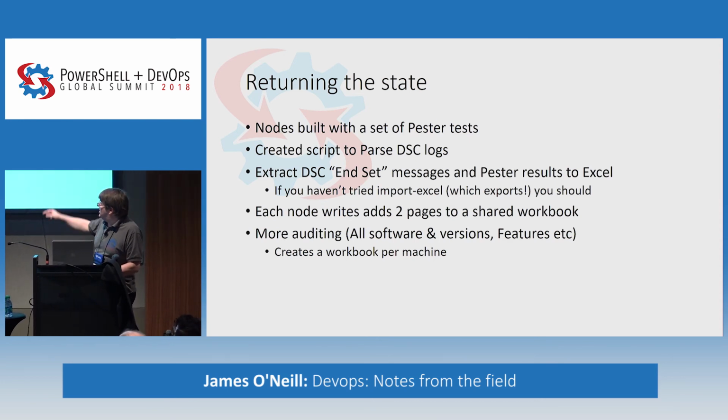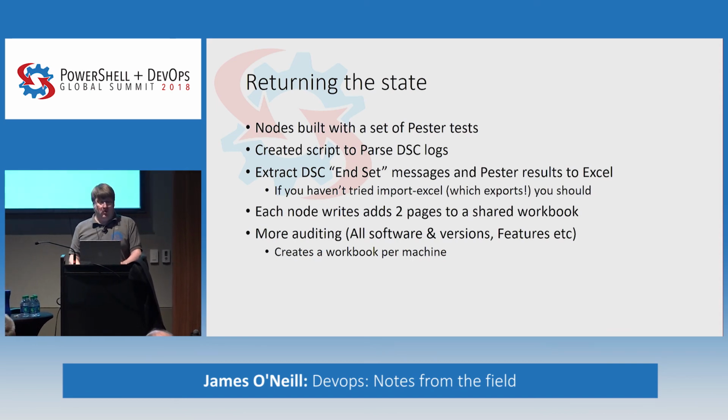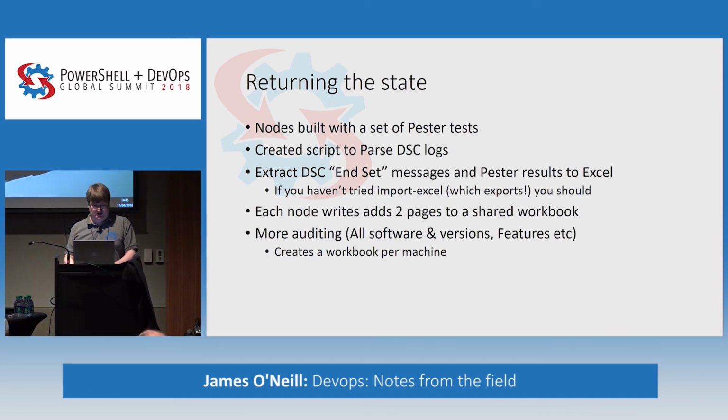So the Pester tests are placed on the machine. I also have a script which parses the DSC logs, and I extract the stuff from the DSC logs and the Pester results to an Excel file. There's a plug, by the way, for that Import Excel module. So every node writes 2 pages to a workbook, and I've got more auditing that creates a workbook per machine.